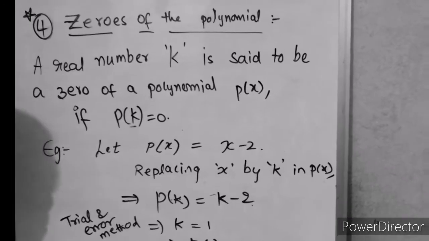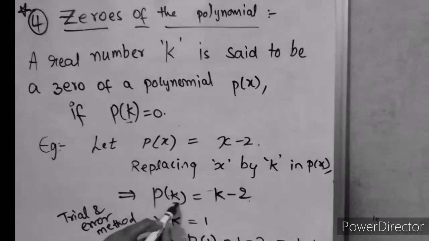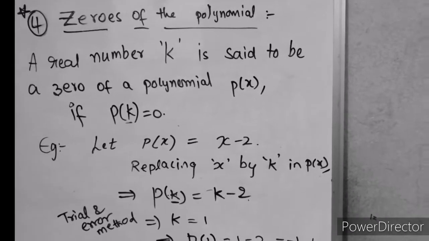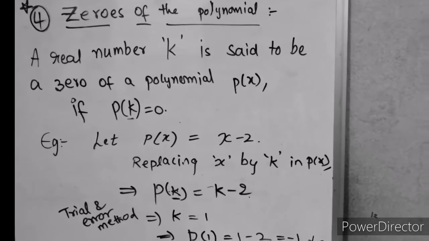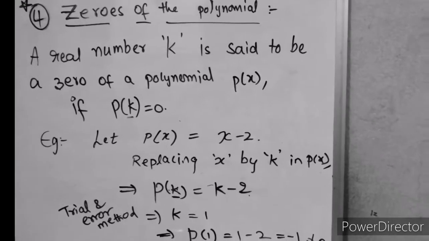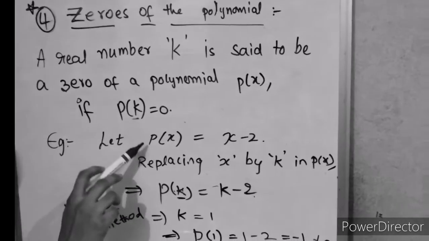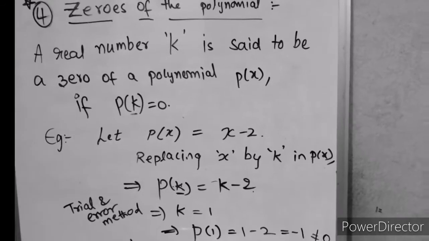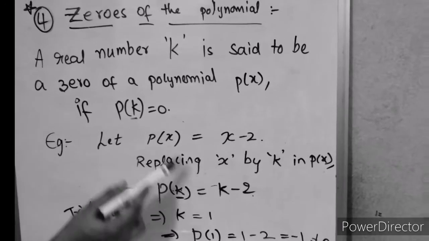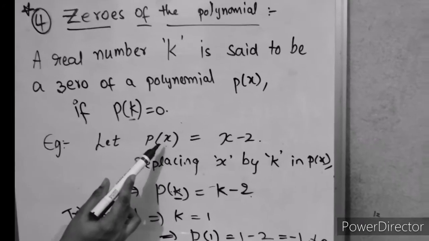Since this is equal to 0, what have we substituted in the place of k? 2. Therefore, I can say 2 is the zero of the polynomial. In this particular example, the zero of the polynomial is 2, because when I substituted 2 in this equation, I got 0 as the answer.